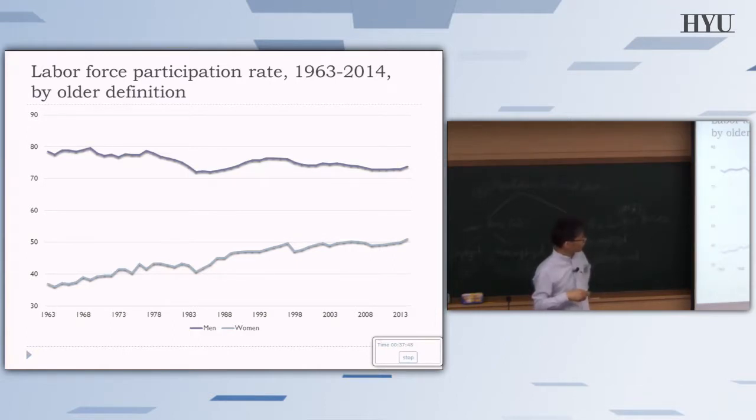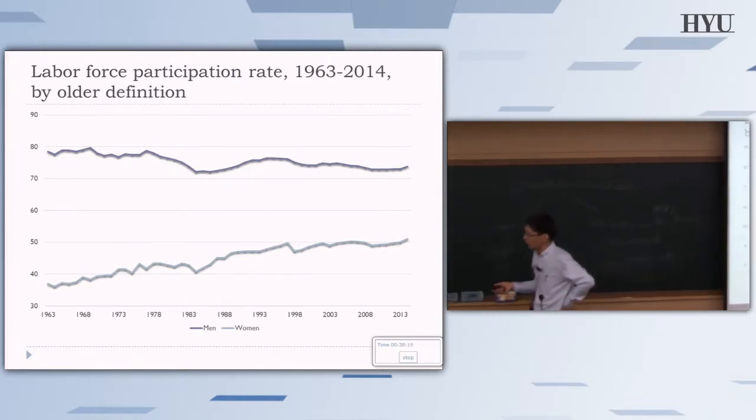So one of the things that labor economists think about is why the LFPR of women has increased, and the other question is why the LFPR of men has decreased. In Korea's case, it's not that strong, but in some countries, the decrease of LFPR of men is very strong. So that is actually another very interesting question that labor economists talk about.